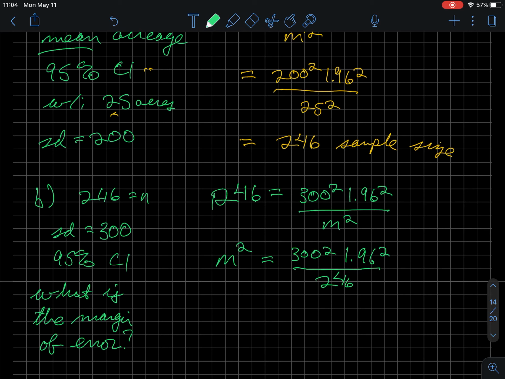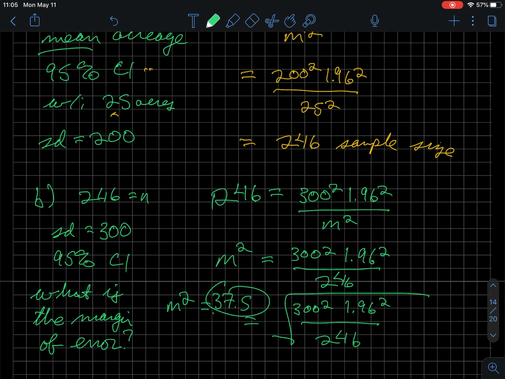So all we did is just flip it, basic algebraic manipulation. And we would find that if we did 300 squared times 1.96 squared divided by 246, and then took the square root of that, m is equal to 37.5. So right here. All right, folks, so that's it.